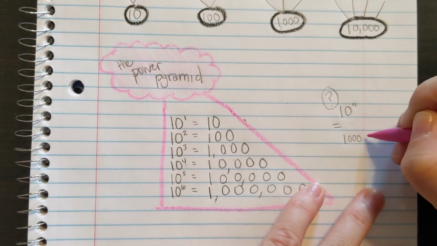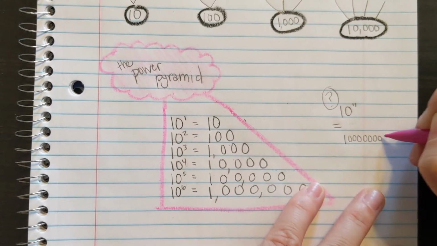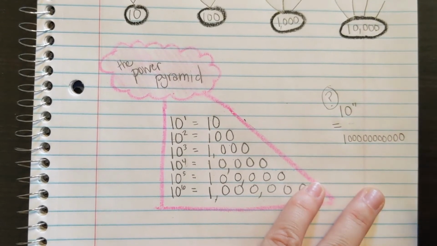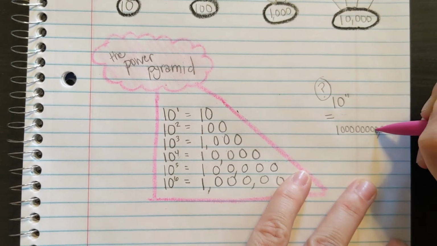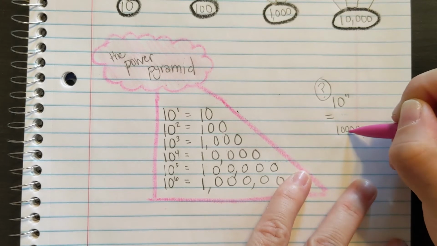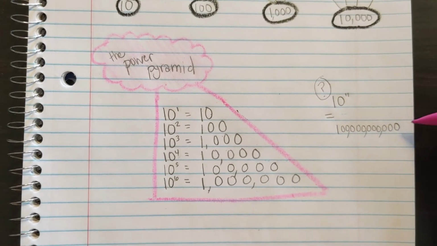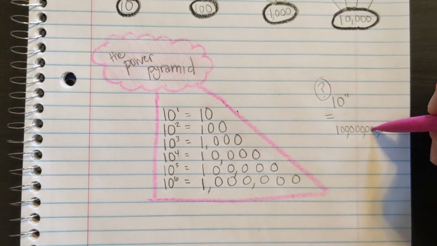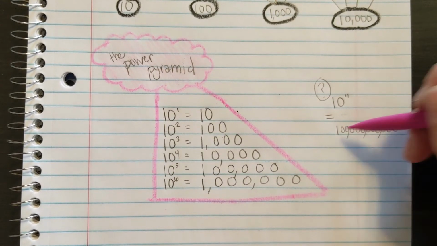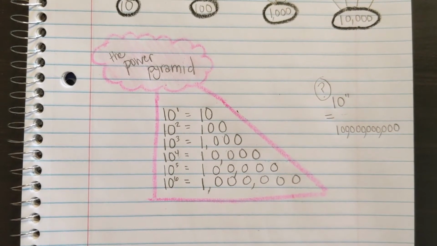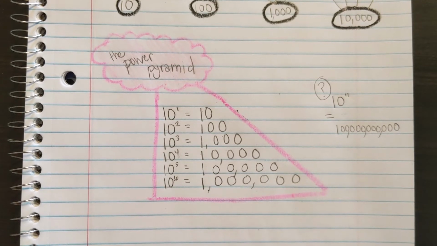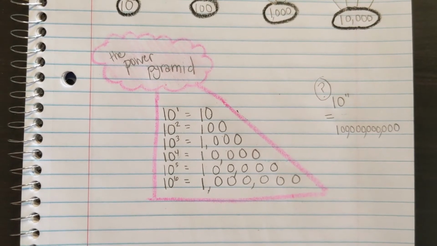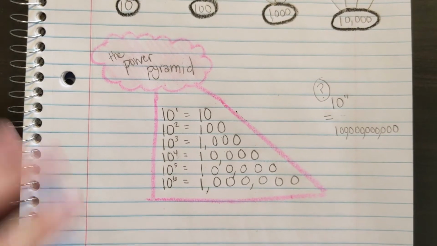1, 2, 3, 4, 5, 6, 7, 8, 9, 10, 11. You start at the end and put a comma after every 3. 1, 2, 3, comma. 1, 2, 3, comma. 2, 3, comma. This is hundreds, thousands, millions, billions. 10 to the 11th power is 100 billion. That means 10 to the 12th power would be 1 trillion. Pretty crazy, right? I think that's so awesome. All right, so the power pyramid.